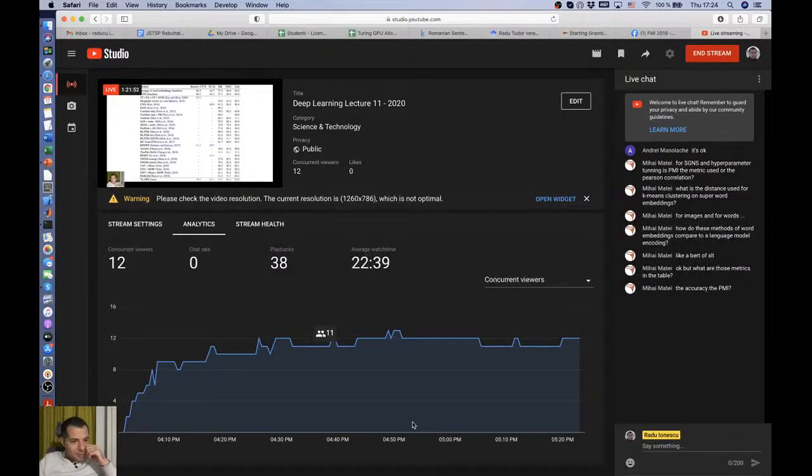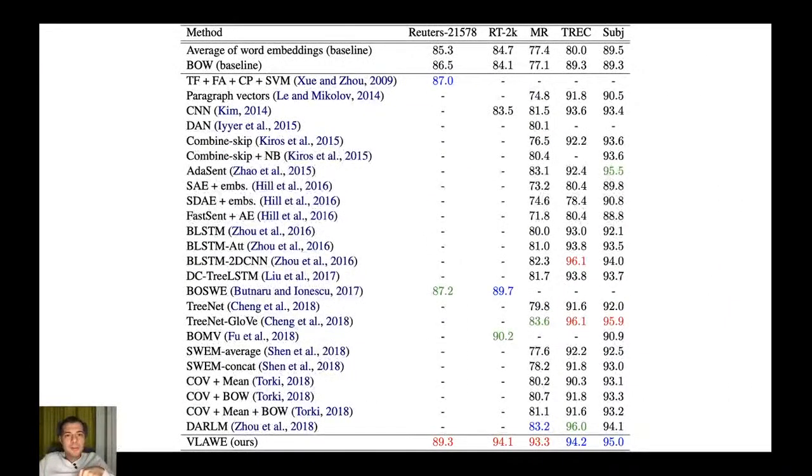Okay, so yeah, in the tables we have the classification accuracies. So all these are classification tasks. This is categorization by topic, sentiment analysis, these two. This is, I think, classifying sentences into subjective and objective, and I think this one is about question categorization or question answering, I don't know, but it's still the classification accuracy.